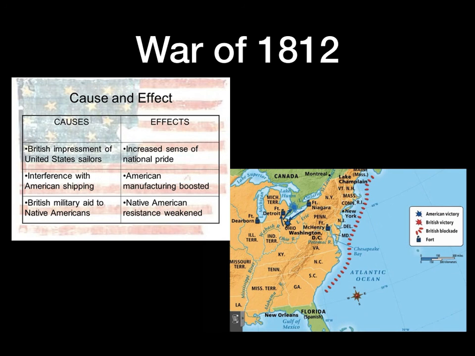The British had very limited success in the War of 1812, even with them trying to blockade the East Coast. Still didn't work. The U.S. was able to supply itself. It was a lot better, or a lot more prepared for war than it was in the Revolutionary War.